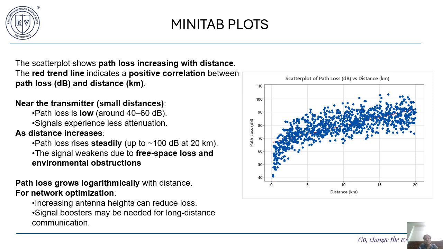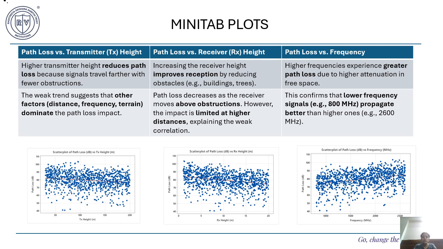For network optimization, increasing the antenna height can reduce the path loss. At greater distances, signal attenuation becomes more significant. So signal boosters may be needed for long distance communication. Also, I would like to mention that the data set for all of these MINITAB plots has been put into the description below, and the code as well.